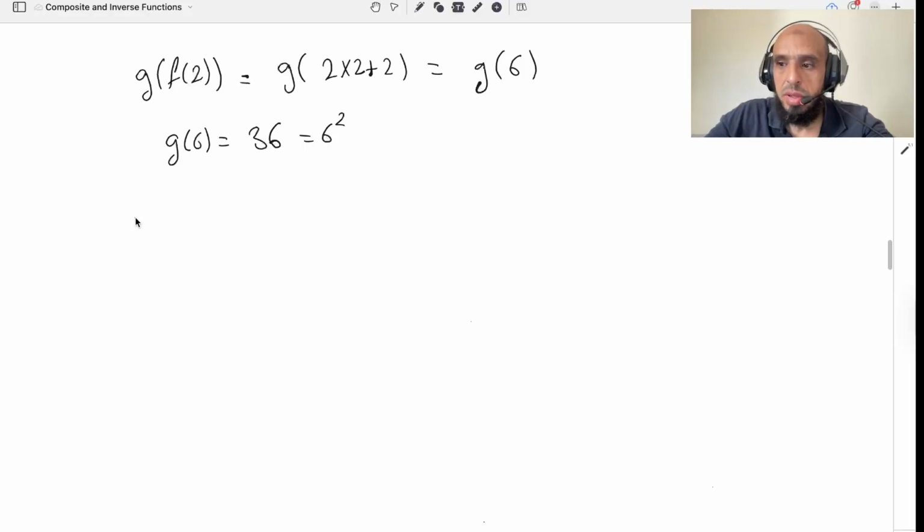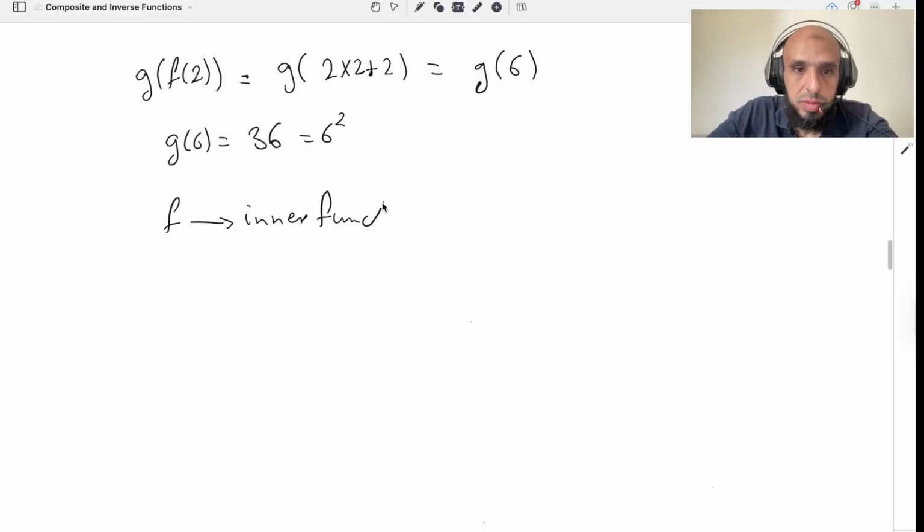We can call the first function that we apply, in that case here f, the inner function. And the second function, g, is the outer function.